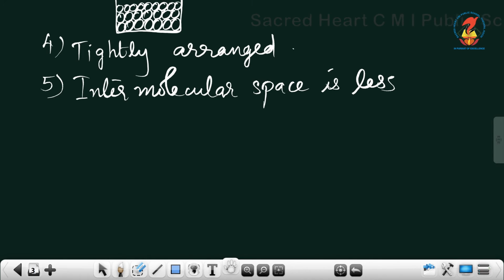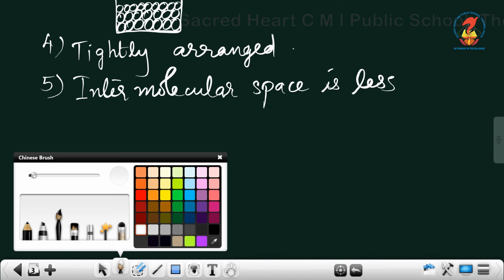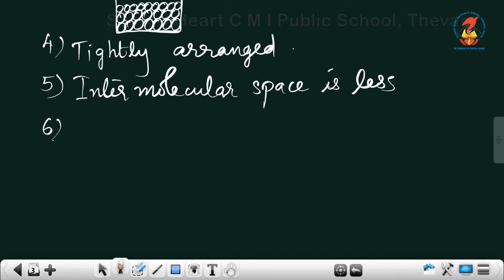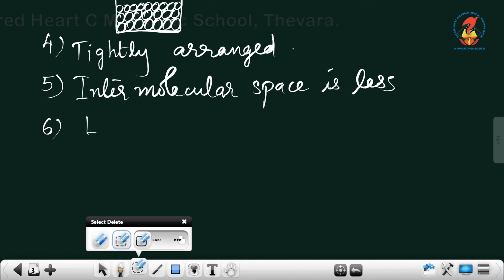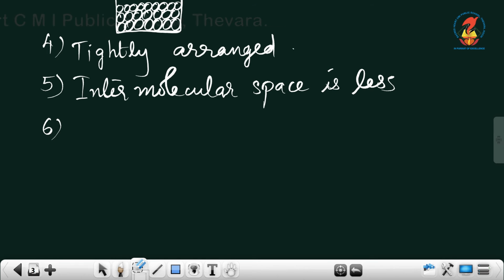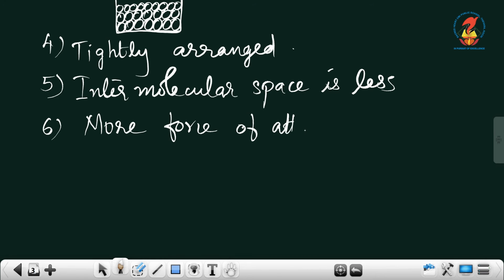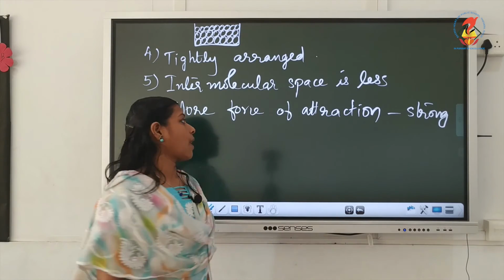Then if the intermolecular space is less, what about the attractive force of particles? More force of attraction will be there. If the particles are very close to each other, then they have more force of attraction. The forces of attraction between the particles are very strong, or we can say very high, between the particles of solids.